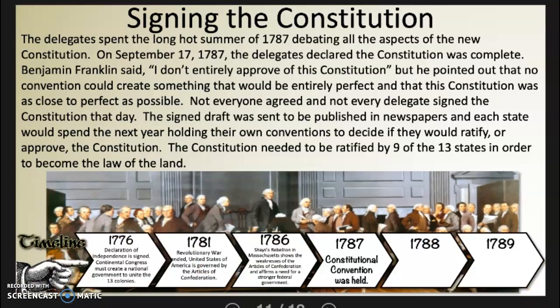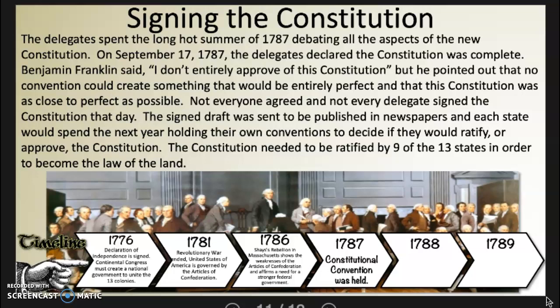So the delegates, they spent the summer of 1787 debating all of these aspects, and on September 17th, they declared the Constitution complete, even though some of them, like Benjamin Franklin, didn't entirely approve of all of its parts, especially the issue of slavery. But they could agree that it was the best that they could do at the time, and they needed to give it a try.